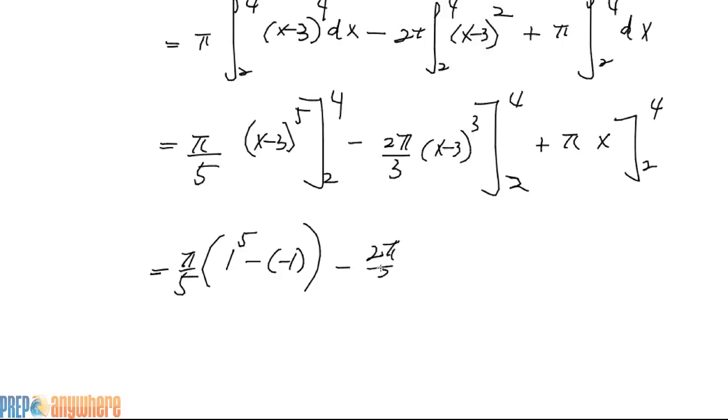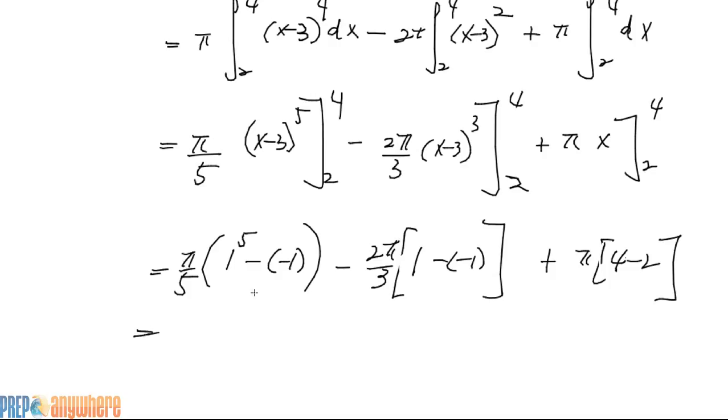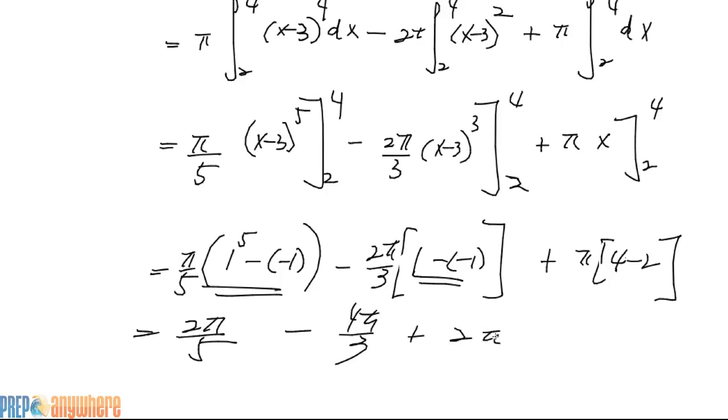2 pi over 3, and we plug in 4, again you get 1 to the power of 3, which is 1. Plug in 2, you get another negative 1 here. Then pi, and you plug in, so you get 4 minus 2. That turns out to be 2, so you get 2 pi over 5. Another 2, so you get 4 pi over 3, plus 2 pi.